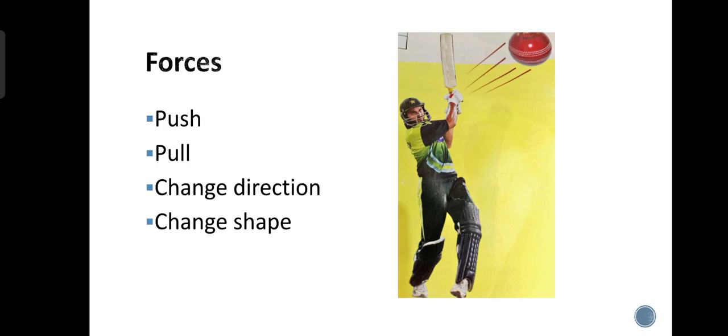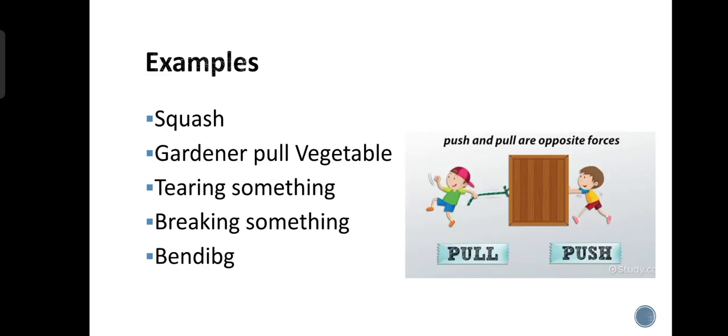So force can change the shape of an object and the direction of an object. We have seen some examples as well. When a squash player hits the ball, it changes direction and shape. When a squash player or a batsman, any person, hits any object, the shape and direction of the object will change.